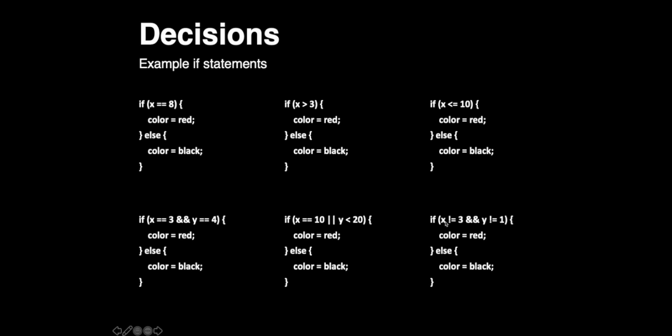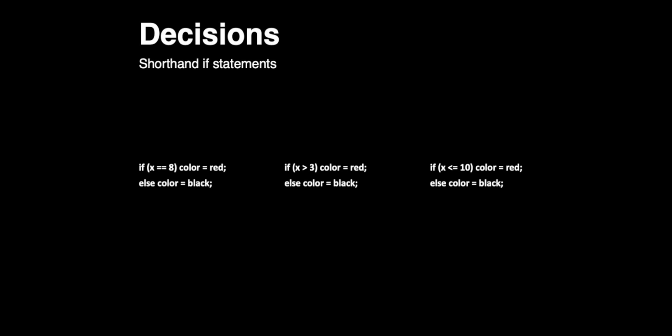If x is 10 and y is 20, that is true because x is 10, so it doesn't equal 3, and y is 20 and doesn't equal 1. That's true, so it's red. So there's also shorthand when it comes to if statements. You don't necessarily need those curly brackets every single time. You can just put it on 2 lines like this. So if x equals 8, then the color is red, else color is black, etc., etc. So that's just another option if you wanted to try it with shorthand.